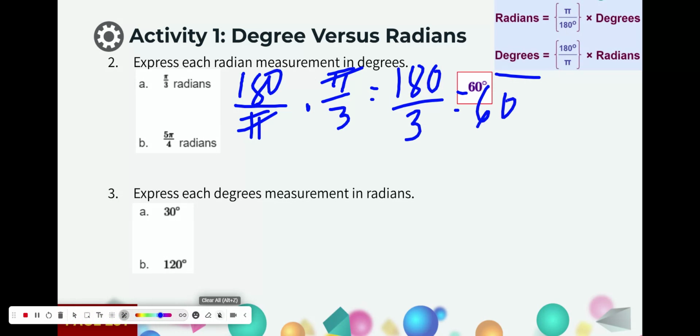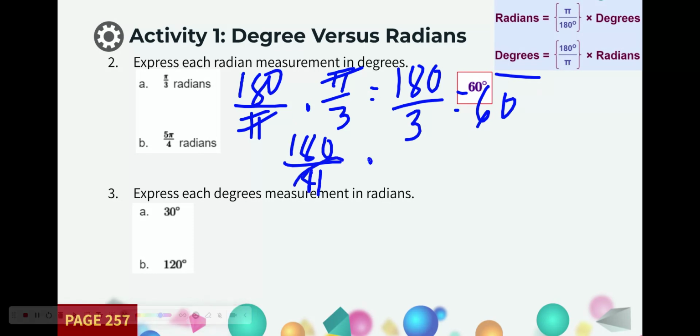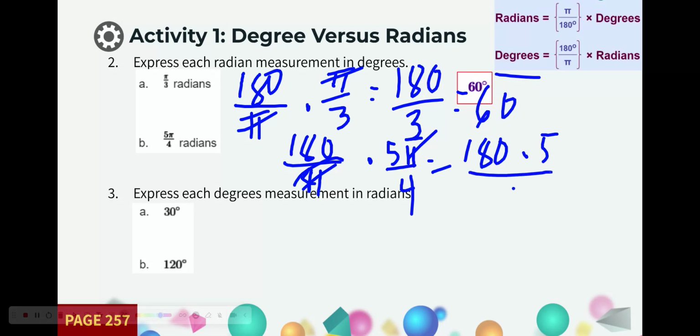Here, same thing. 180 divided by pi, multiplied by 5 pi over 4. So, pi will be cancelled, and that ends up with 180 times 5 over 4. So, if you multiply that, how much is that? I don't know. Hold on, I'm using my calculator.